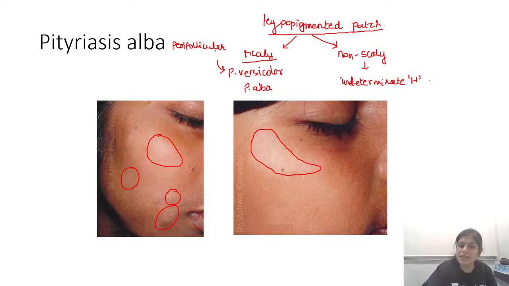The scales in Pityriasis versicolor are very fine and are also called branny scales, or furfuraceous scales. So fine, branny, powdery, furfuraceous scales are seen with Pityriasis versicolor. Also, you have a sign that you can perform to diagnose Pityriasis versicolor. Can someone tell me what is the sign associated with Pityriasis versicolor? What is the sign that you see in Pityriasis versicolor?